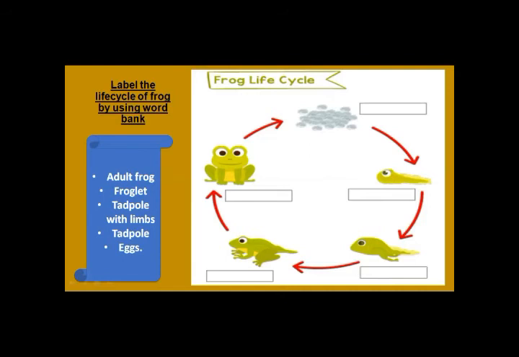So you will write eggs here, and this is a tadpole, and this is a tadpole with limbs. Okay beta, when a tadpole grows and it has all 4 limbs, it is called a froglet. It is called a froglet when it has all 4 limbs. Now the final stage, adult frog, means a mama frog.